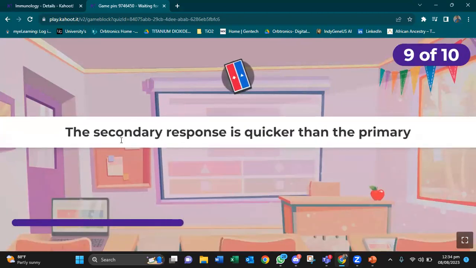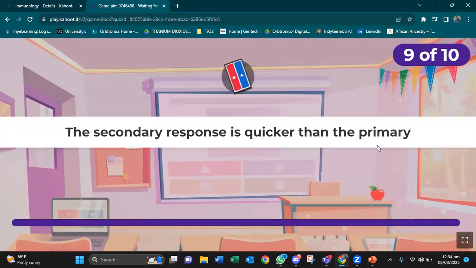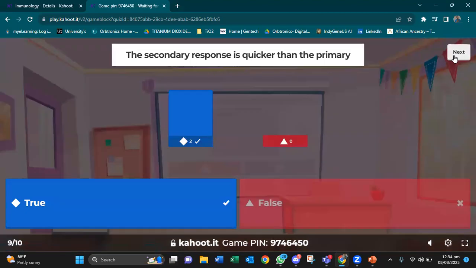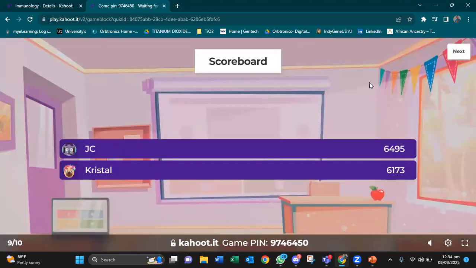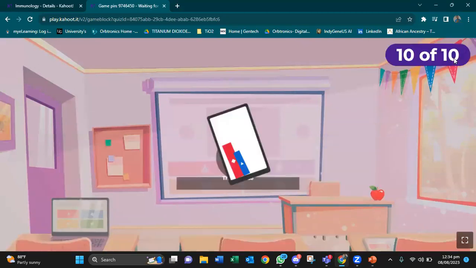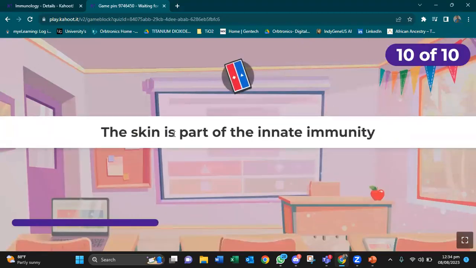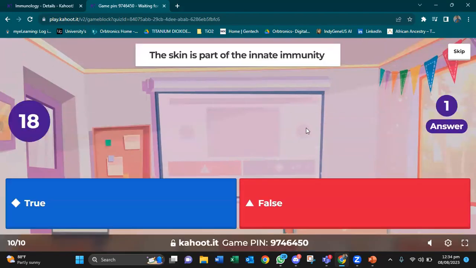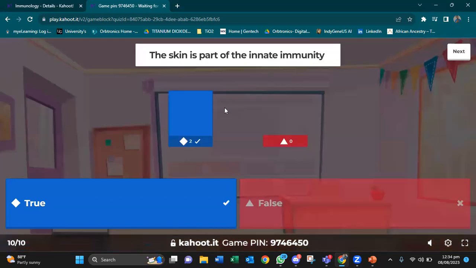Two more questions. The secondary response is quicker than the primary response. That's a true or false. Yeah, that is true, and I showed that with the graph. And the last question, true or false: the skin is part of the innate immunity. A very simple question. I don't expect you all to get this wrong. So is the skin part of the innate immunity? Yeah, that is correct.